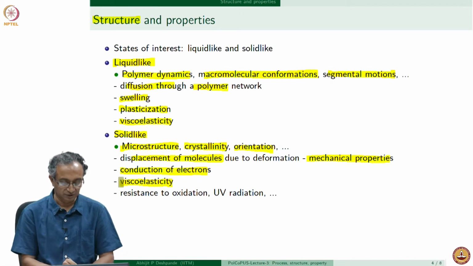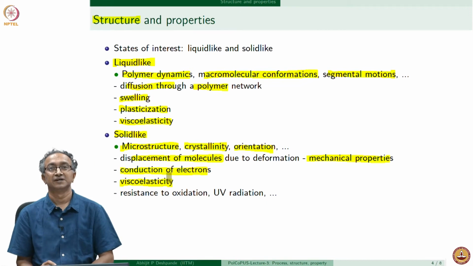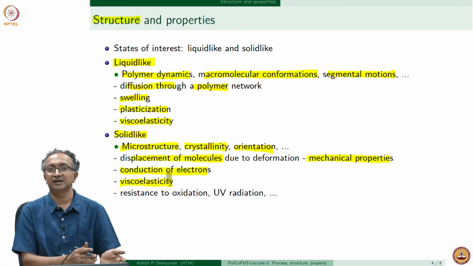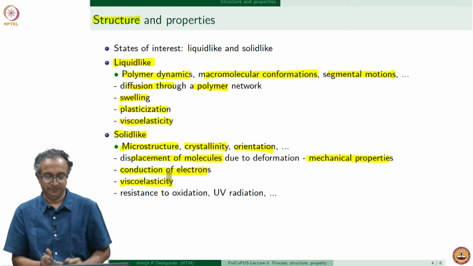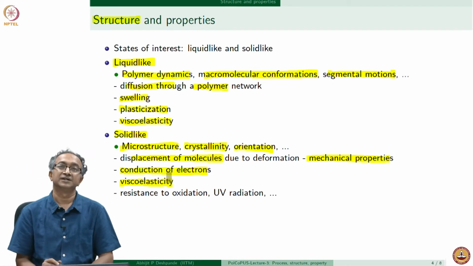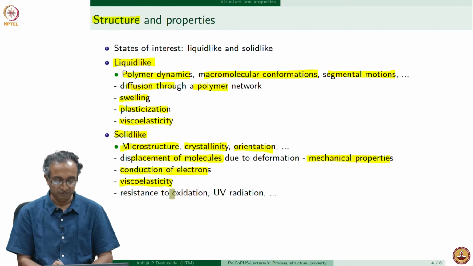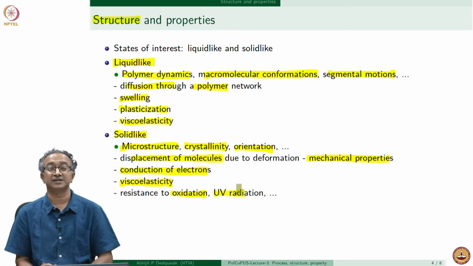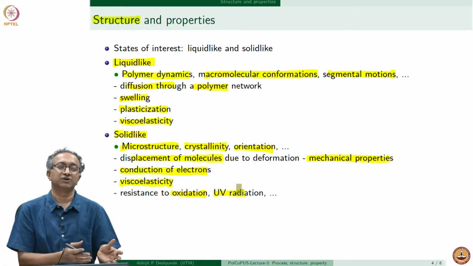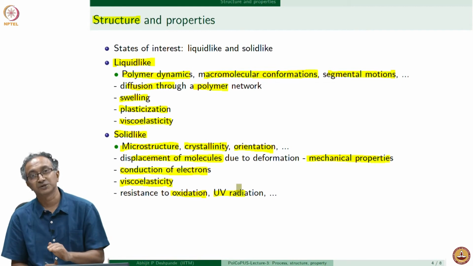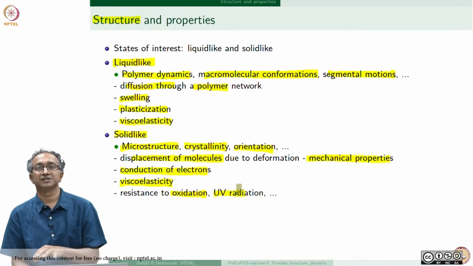Therefore solid-like materials will be viscoelastic, which means they will be predominantly solid-like with a lot of elasticity features but with some viscous features also. And of course in solid state we also have to worry about, for example, can oxygen come in, is it resistant to UV radiation, are chemical reactions happening in the solid state, because this will determine the overall performance of the polymer. So in a nutshell, we have seen what is meant by processing of polymers, what is its structure, and what are the properties.